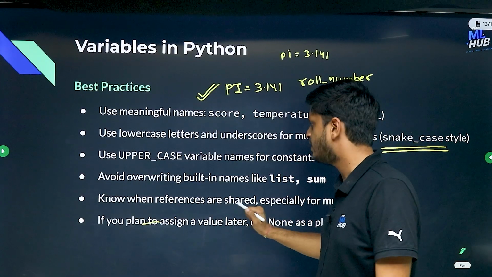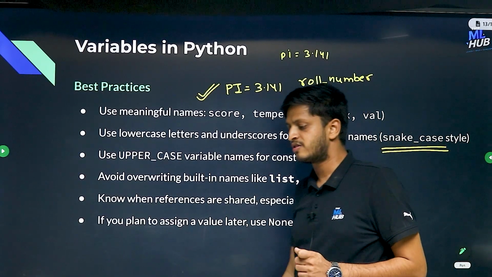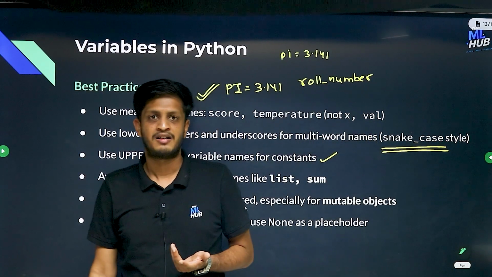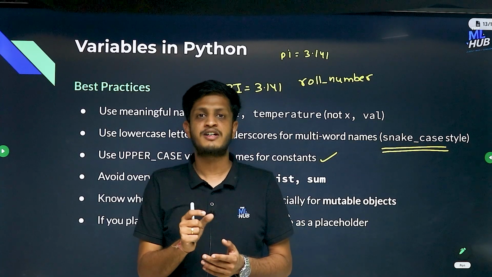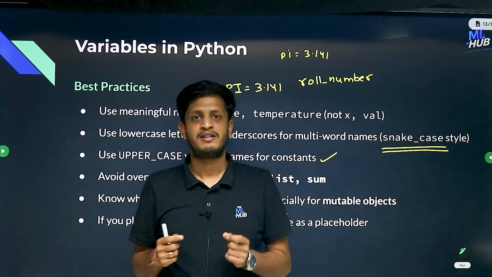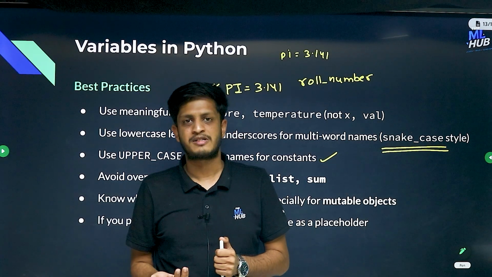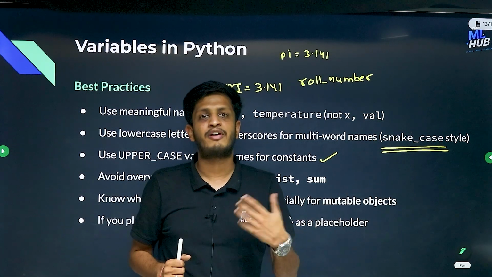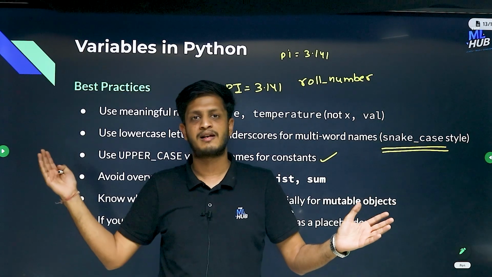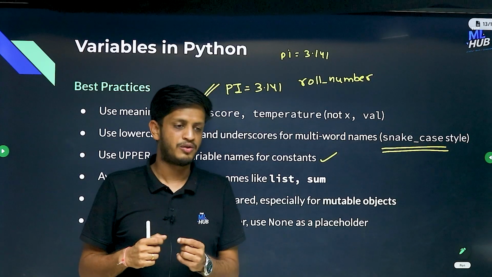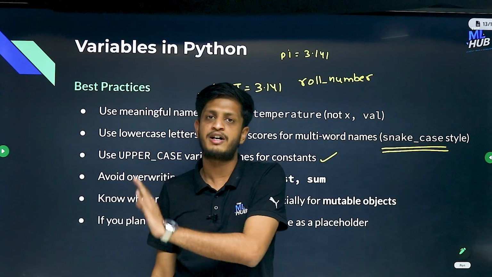Next is avoid overwriting built-in names like list, sum. See, sum has a specific meaning, right? Sum means summing up. Although sum is not a keyword, some function is present in NumPy, we will see it later. Sum has a meaning, right? So don't use these kinds of names if they are not signifying that particular property. Like, although the variable was doing something else, but I am naming it sum, that will create confusion. So have meaningful names, and have a name such that it follows the property of what it is trying to do.